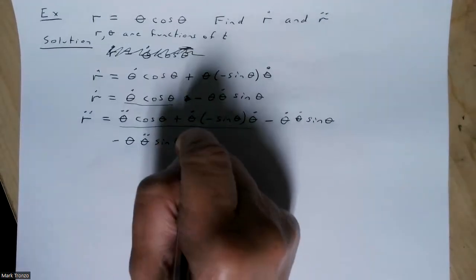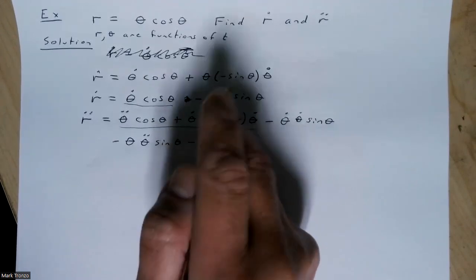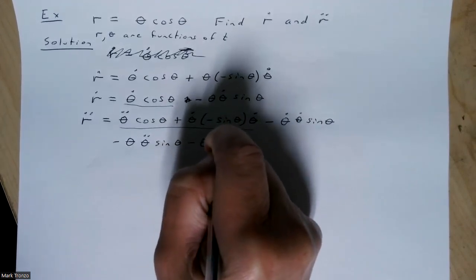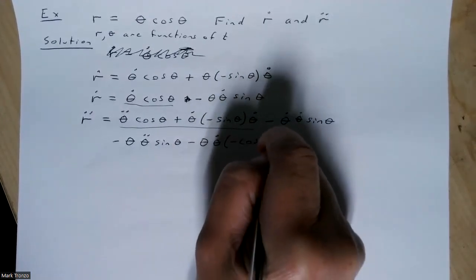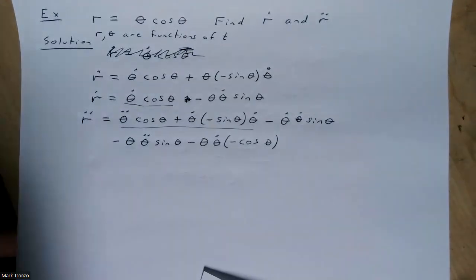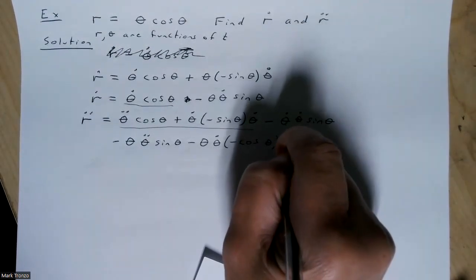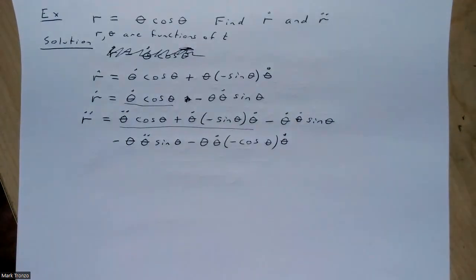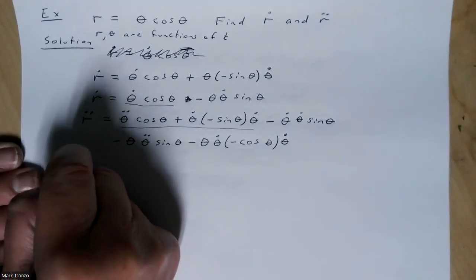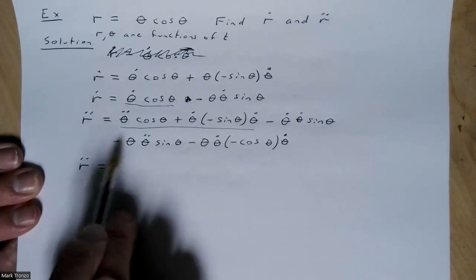Then finally, it'll be the first times the second times the derivative of the third. Remember, that's going to be minus cos theta. And we have to use a chain rule again, so that'll be theta dot, like that. And again, you could possibly make these all look a bit nicer. We could probably combine a few things. Let me just see if it's possible to do that.